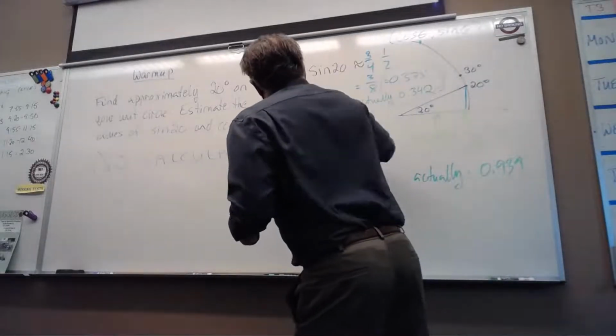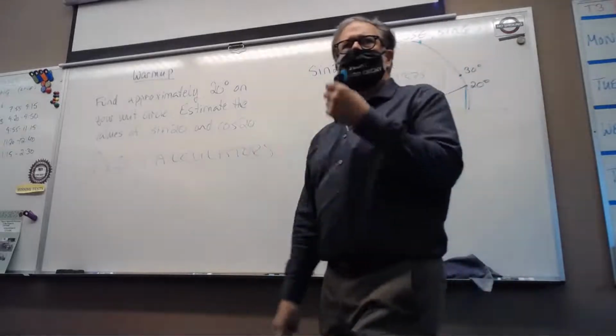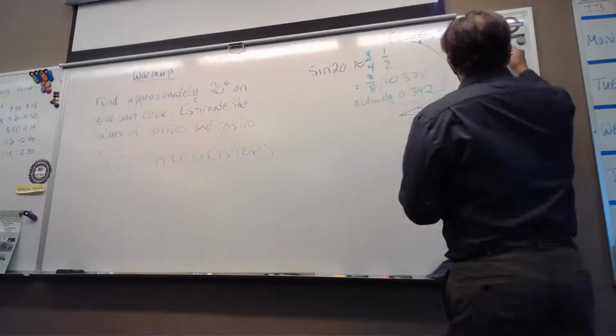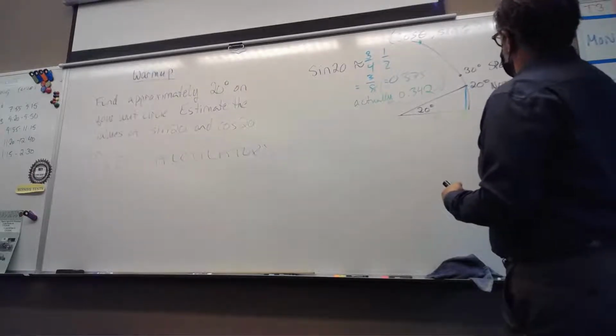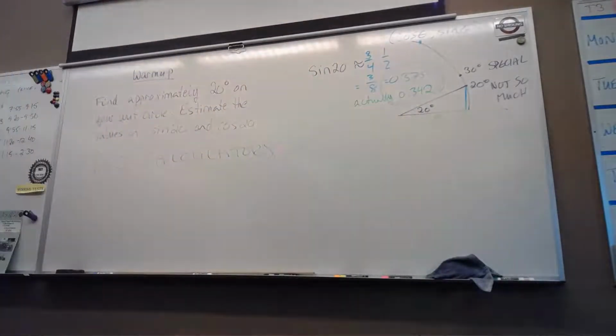Okay, what was the point of this warm-up? The point of this warm-up is to recognize that there are all these values on this unit circle. There are an infinite number of angles on this unit circle between 0 and 360. Guys, only a few of them have exact values. Only a few of them are special. 30 degrees, special. 20 degrees, not so much. But it's there. It just isn't one of the special exact values.